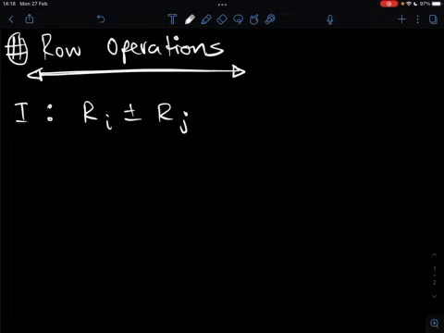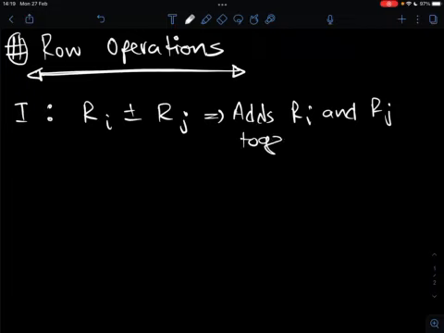So what this row operation does is that it simply adds row i and row j together in a matrix. You see that? So there is an operation called addition, which allows us to add together different rows of a matrix like that. So we have this operation represented like this, which adds 2 rows of a matrix to obtain a new row out of that.